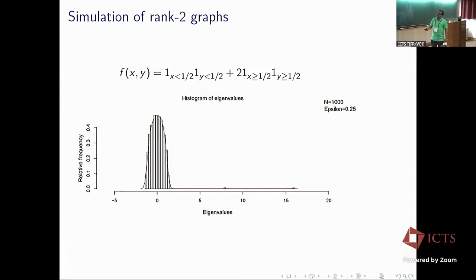Okay. So this is what I just mentioned a while back, the bulk. This is a special case where f(x,y) has this form. This is a rank 2 perturbation. f(x,y) is the indicator of x less than half times the indicator of y less than half, plus twice the indicator of x greater than or equal to half times the indicator of y greater than or equal to half. And this is the histogram of the eigenvalues. The bulk of the eigenvalues are here, and you can see these two tiny dots which are separated from the bulk by order of magnitude, and 2 is precisely the rank of this transformation.